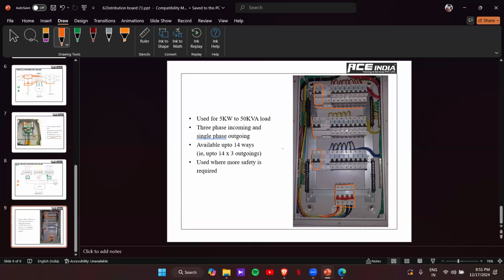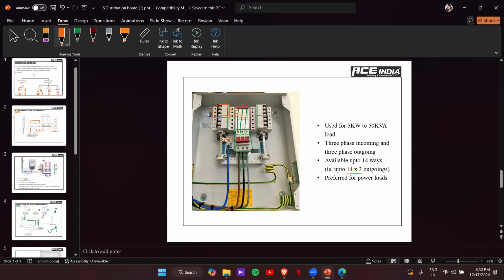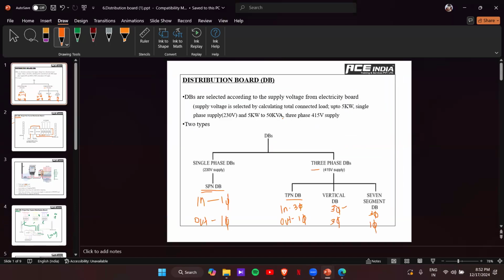Similar to all our other 3-phase DBs, this one also has 14/3 outgoing. That means R phase takes 14 outgoing, Y phase 14, and B phase 14. So that's the maximum outgoings you can take from one 7-segment DB. So yeah, that's the types of distribution boards. I hope the session is okay.